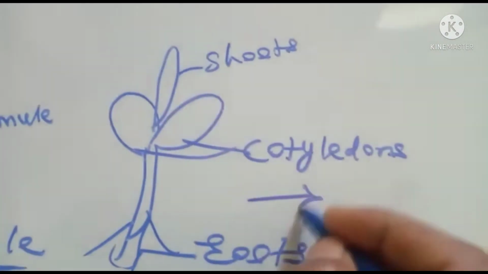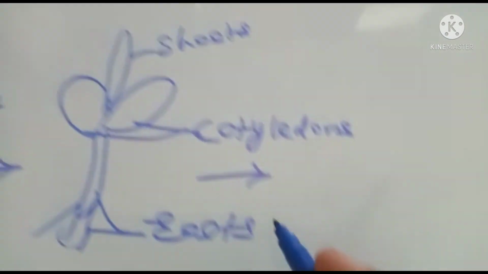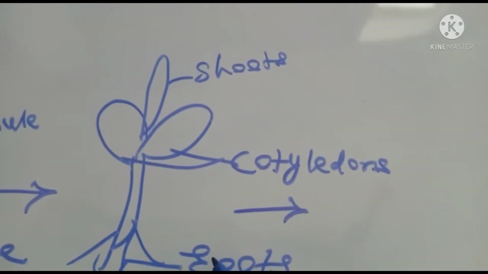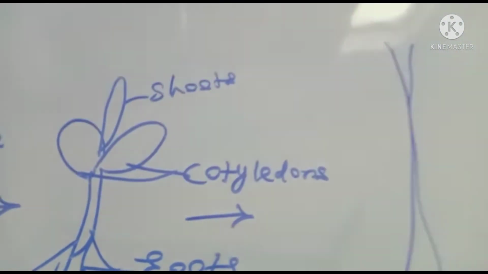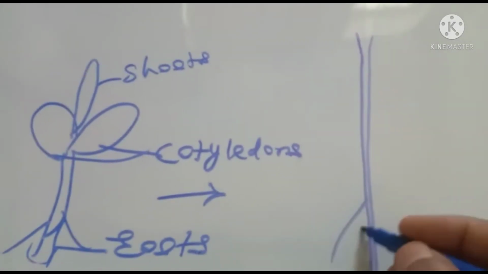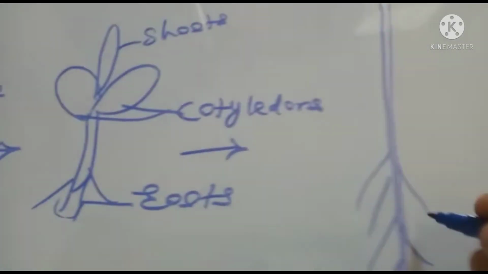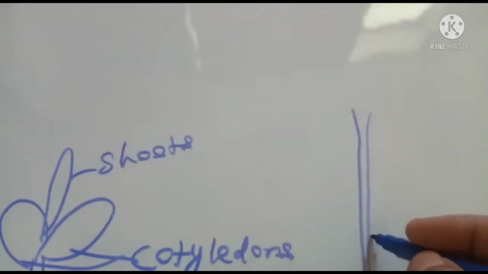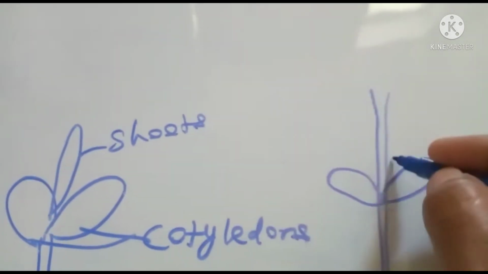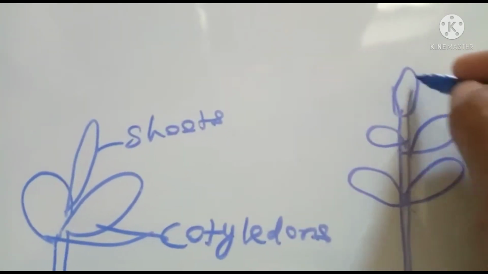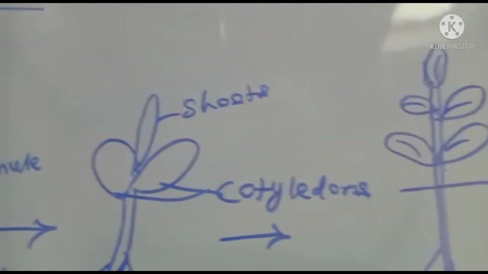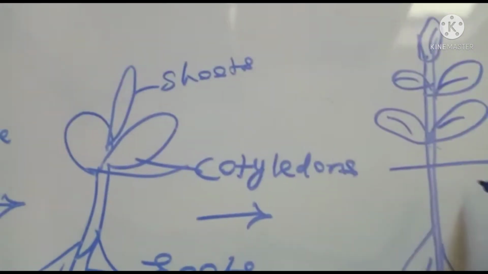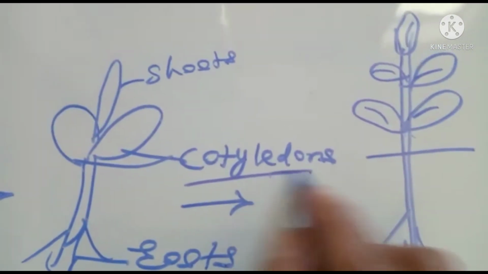These two are cotyledons, and after that this seed or small baby plant grows into a seedling. Here these are roots, and here leaves. This seedling becomes green in color and the cotyledons fall down.